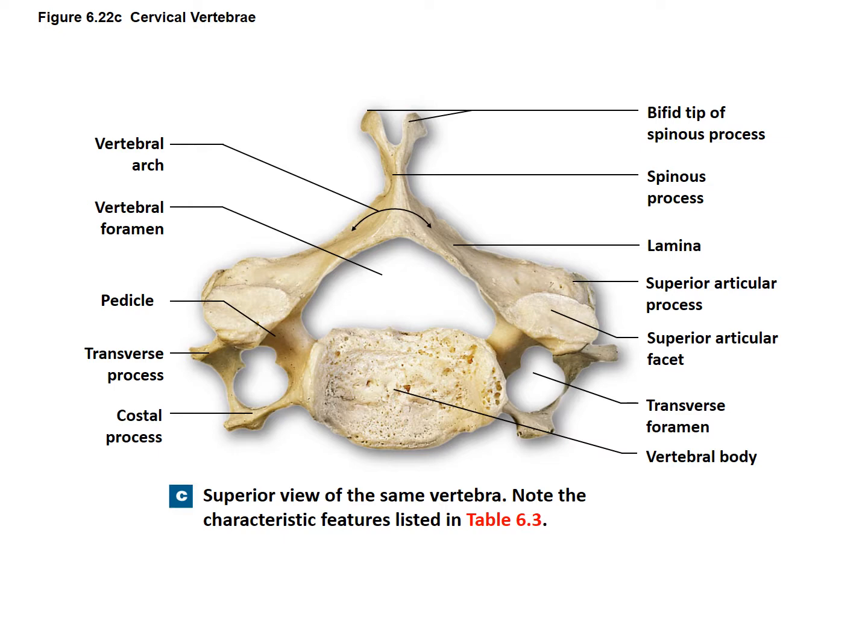The final point that's a little bit different is going to be the bifid tip of the spinous process, and this is simply to allow for more ligaments to attach.